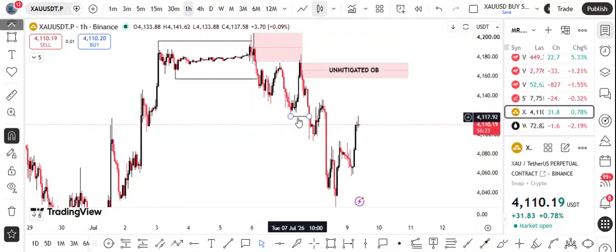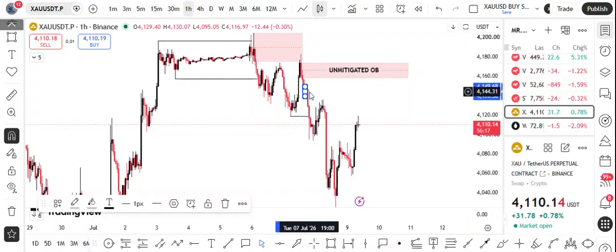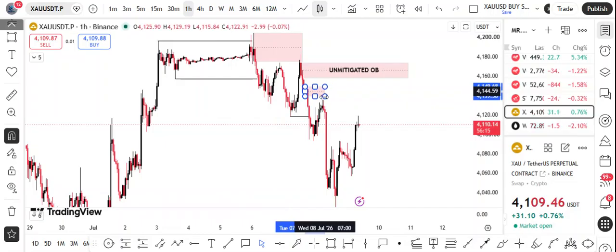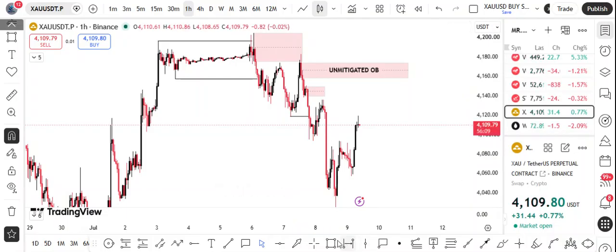So when we look at this, the price broke below, and then when we look up here, we have another order block right here, also unmitigated. But why did the price react? So we see that we have our fair value gap right here.